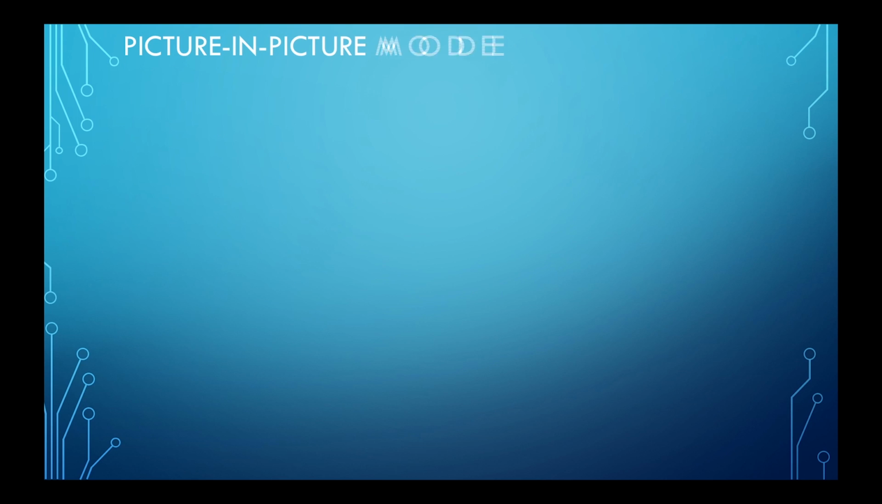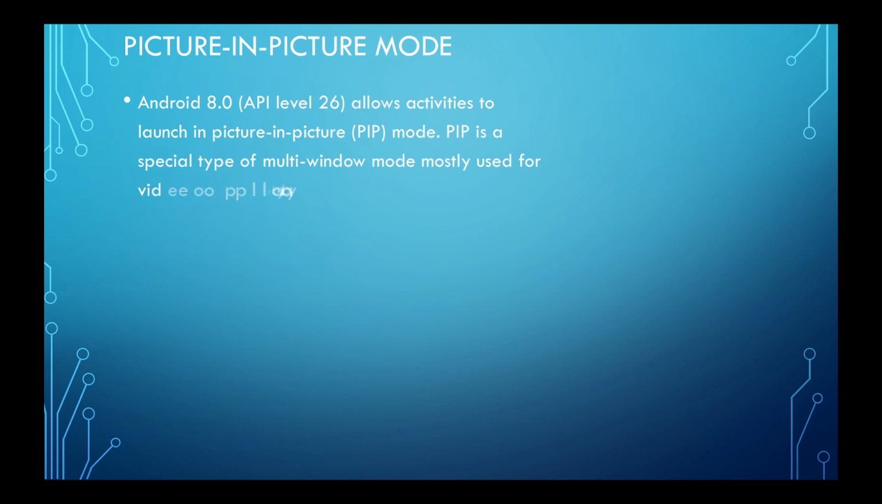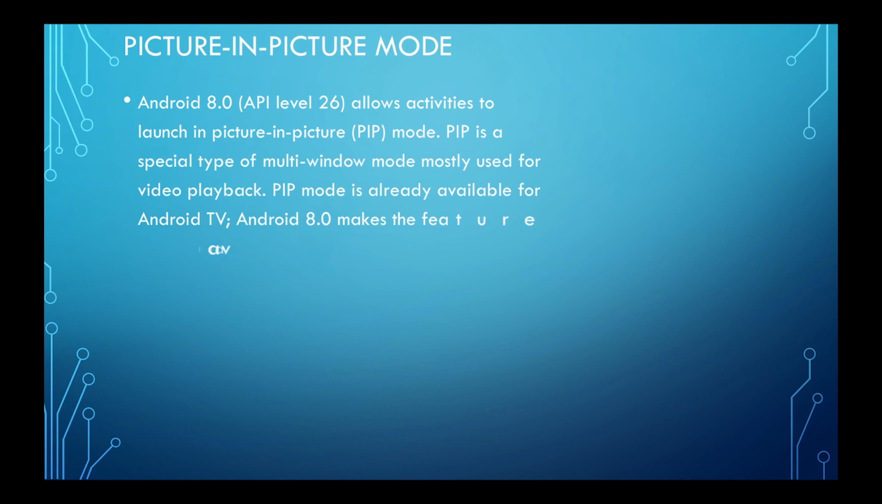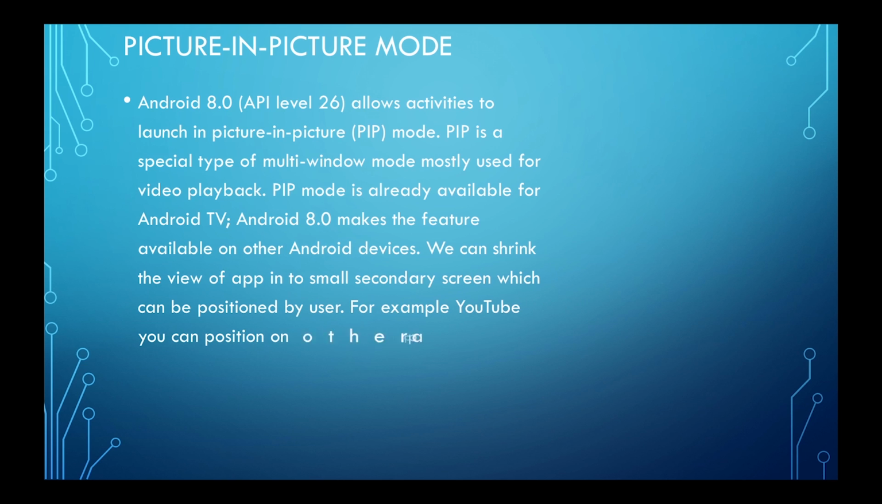The next major change is picture in picture mode, which is called PIP mode also. So the PIP mode is already available in Android TV, and now it's available for Android devices also. Here you can do multi-window. Now you will think that there was already a split window option, but no, it's a little different from that.